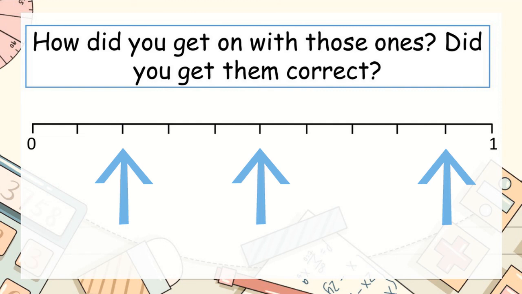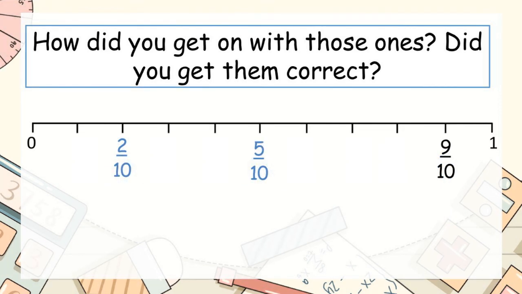Well, how did you get on? That was a little bit more difficult. So at this point, we should have 2/10. At this point, we would have 5/10. And at this point, we would have 9/10. Did you get them all?